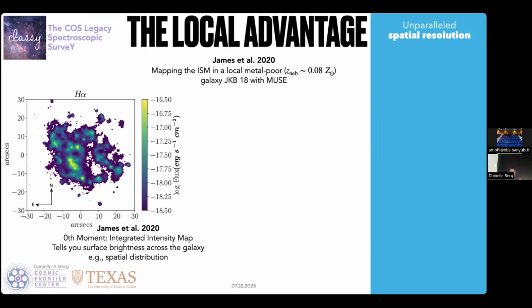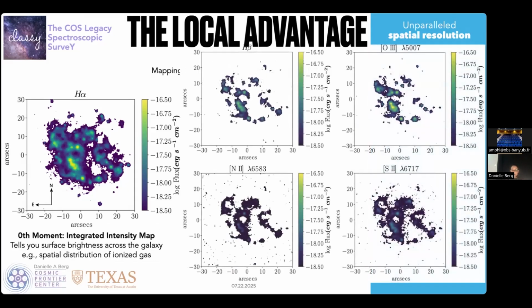So this is just showing you a demonstration. This is H alpha emission across, again, about a 10% solar metal poor local galaxy. When we look at just the flux or the surface brightness, that's like our 0th moment. So we see the spatial distribution of this emission. This kind of data is also really powerful because we can do it in all the different emission lines. So we can start to look at different ionization structures, like how H beta maps versus our high ionization gas versus our low ionization gas.